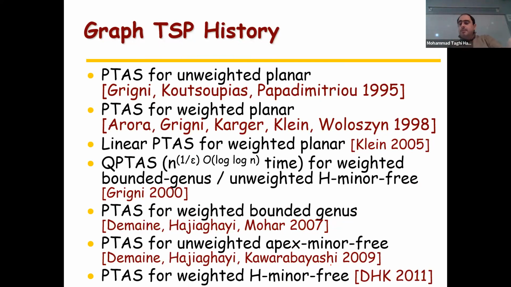People worked a lot on this thing. These are some of the original results. This was a very important result, a PTAS for unweighted planar graphs, in 1995 by Christos and others, Christos Papadimitriou. Then there was Arora, who had a PTAS for weighted planar graphs. Then there was essentially a linear PTAS, where the running time was better. Then there was a QPTAS for this graph, and at the end we could get it for weighted H-minor-free graphs using this meta theorem. And then everything is clean. You just use this theorem. The rest is not that hard.